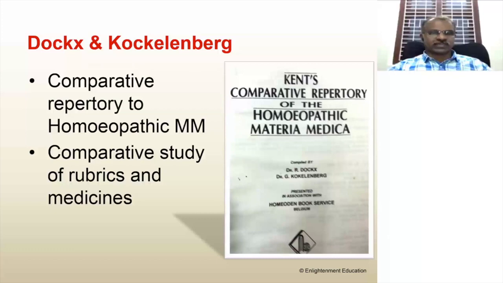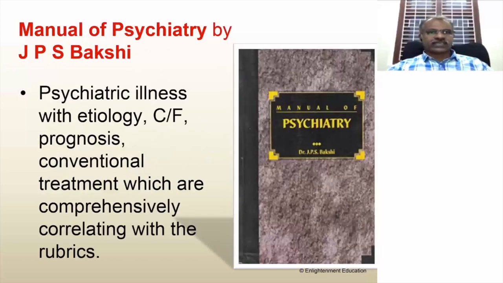This will give you a good idea about the difference between the remedies within a particular rubric. The author, Dox and Kokelenberg. It's a classical book. And another book, Manual of Psychiatry by Dr. J.P.S. Bakshi.